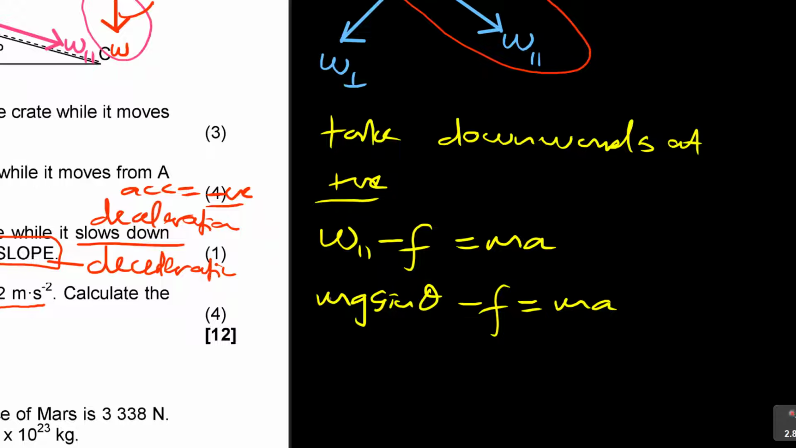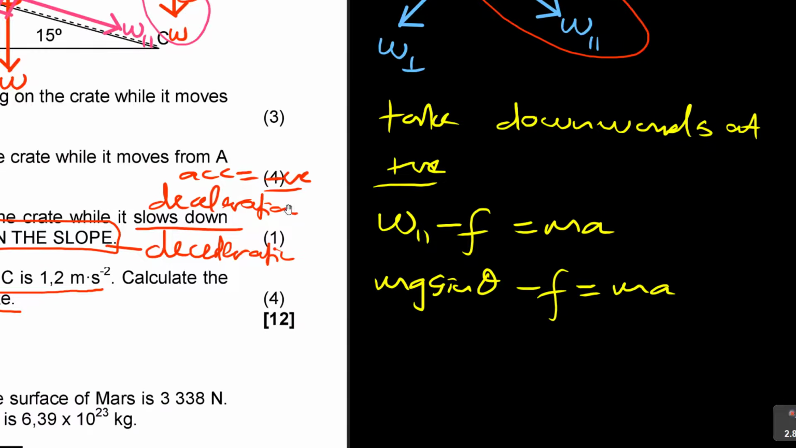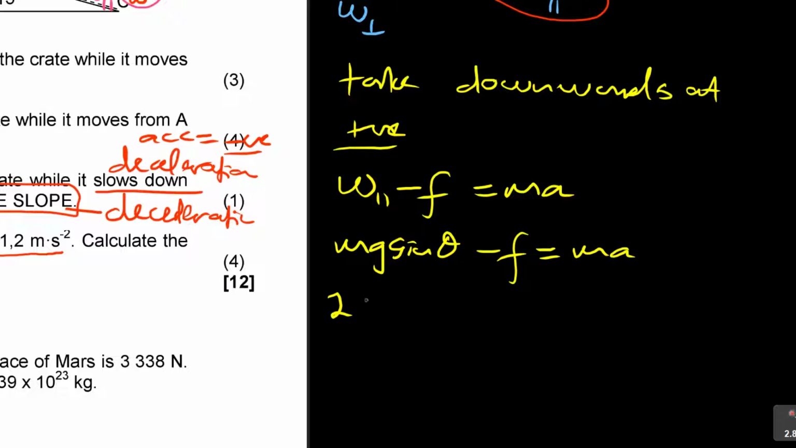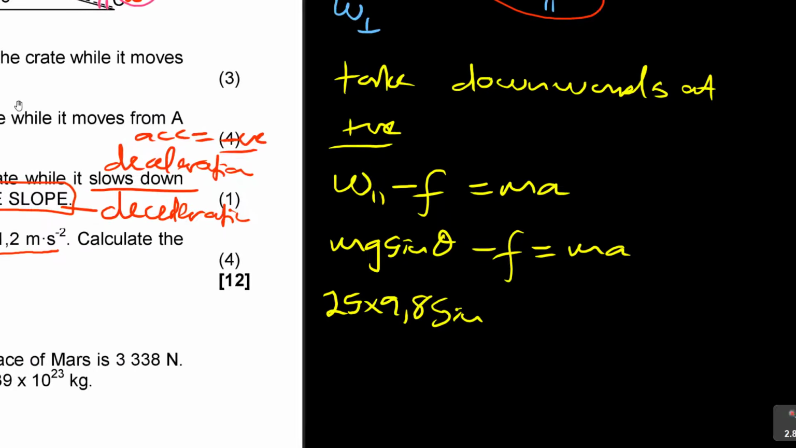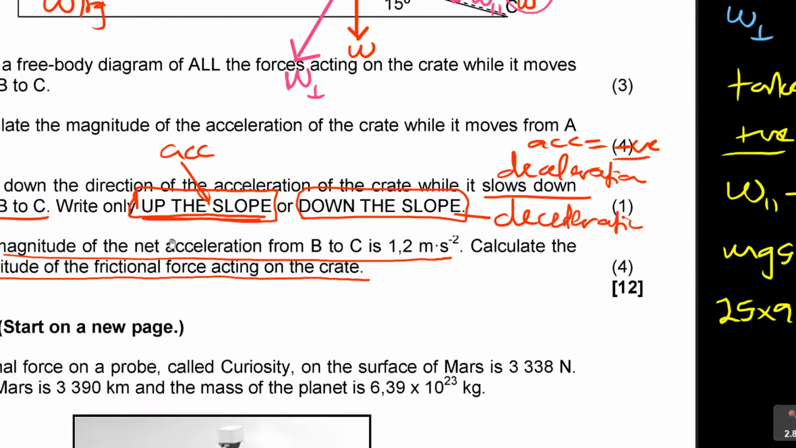ma. Now I know the mass. What is the mass of the object? It is 25. So here 25 times 9.8 sine, and the angle was 15 degrees, minus F is equal to 25 times acceleration. They told us the acceleration. They said from B to C, the net acceleration. Now be careful, they didn't say deceleration. The net acceleration is 1,2, and they just told us where it is going.